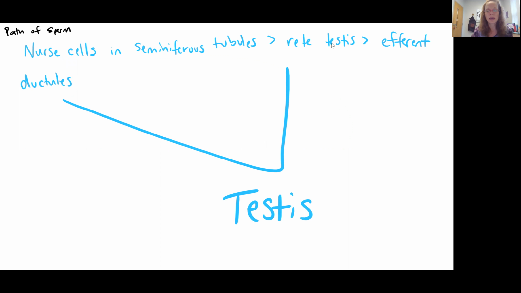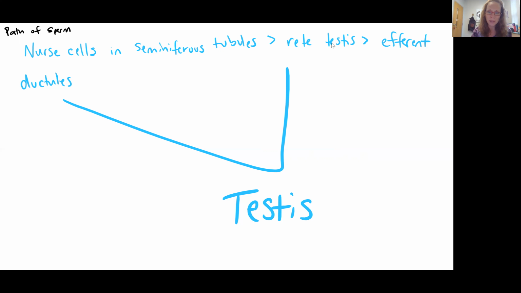Let's go ahead and begin by tracing the path of the sperm. Your sperm cells are being produced in the nurse cells, which are located in the seminiferous tubules, which are found coiled up in the testis, the singular version of the word testes. Of course, males have two of these. From the seminiferous tubules, the sperm will move into what's called the rete testis, and from there into the efferent ductules.